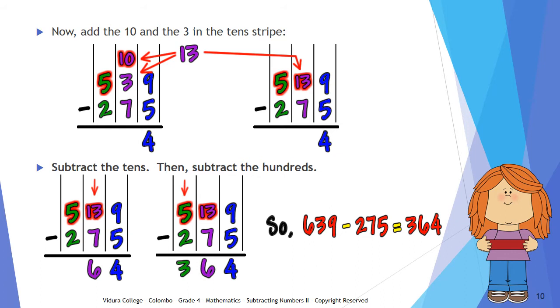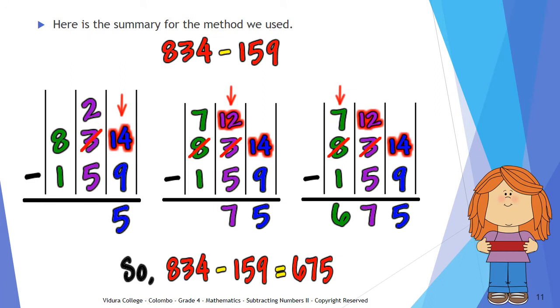Now subtract the 100 side. You have to subtract 2 from 5. 2 from 5 is 3. So answer for 639 minus 275 is 364. Can you understand, children? It's very easy, isn't it? Now let's look into another example.